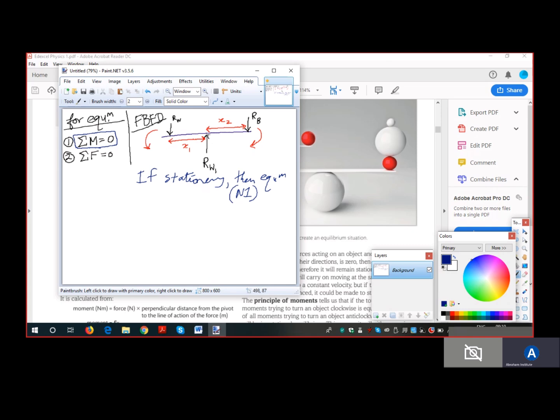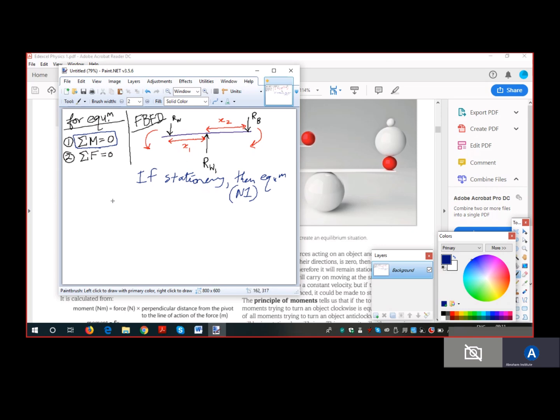So we'll take moments about this point. Why we are taking moments about this point is because we usually take it at a point where a force is acting, so that the force gets omitted from the calculation. If you take moments about this point, the perpendicular distance of this force from the pivot is 0. When you apply the moment equation, moment is force times perpendicular distance. The perpendicular distance is 0, so this gets omitted from the calculation.